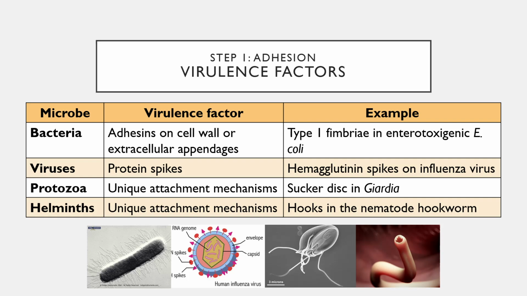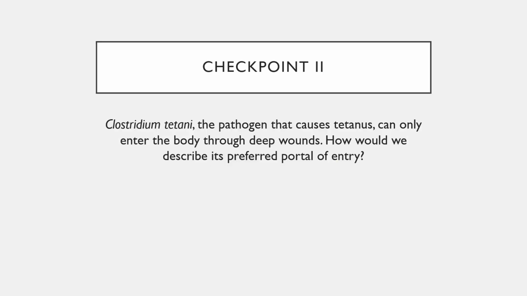So this brings us to another checkpoint. Clostridium tetani, the pathogen that causes tetanus, can only enter the body through deep wounds in the skin or mucous membranes. How would we describe its preferred portal of entry?